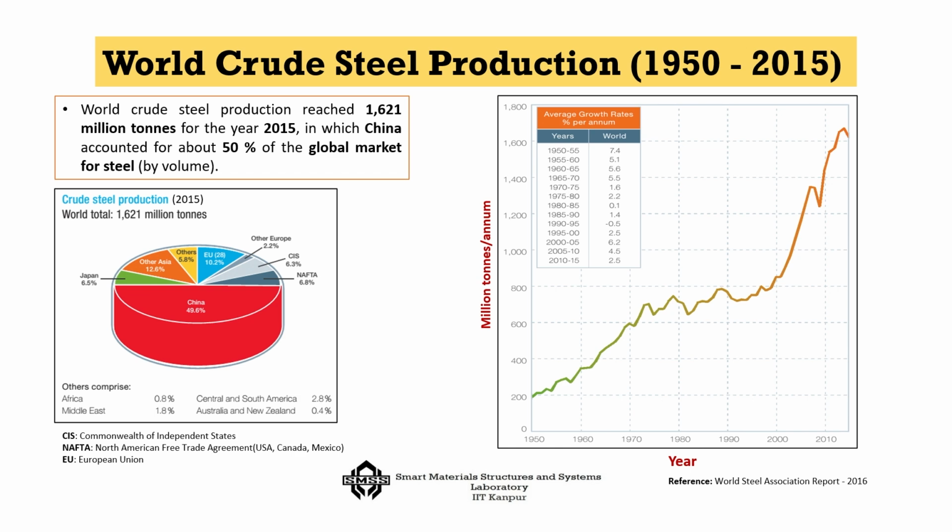At least some, I do not have the most recent one, but world crude steel production till 2015 has reached about 1621 million tons, in which China has one of the major shares, but India also has a significantly high contribution in terms of steel production. You can see that the growth is ever increasing. There are a few ups and downs, but on the whole the growth is increasing for iron. There is no chance of any receding from that particular pattern.